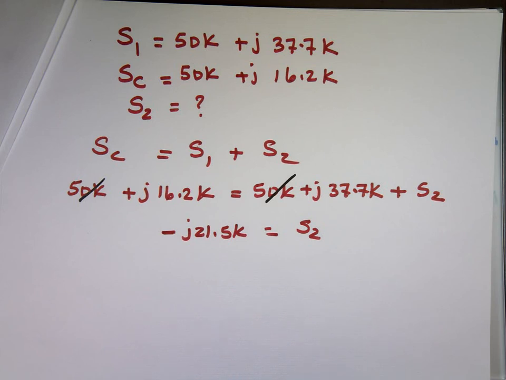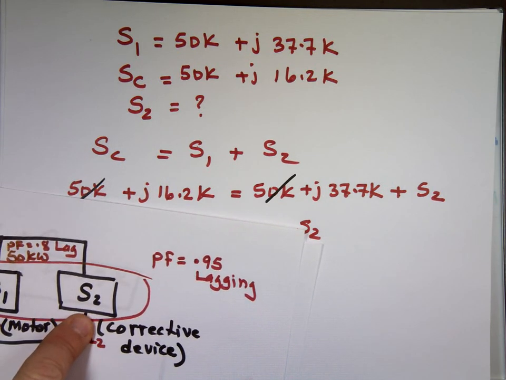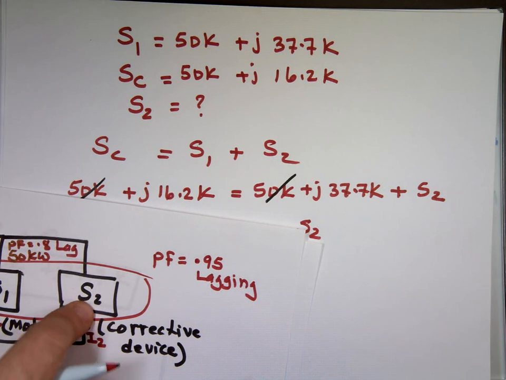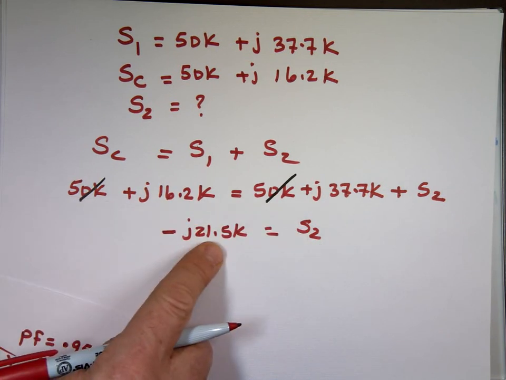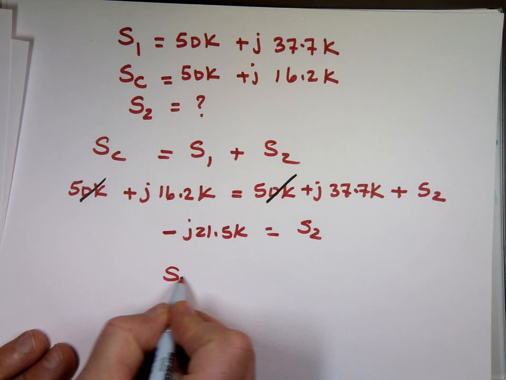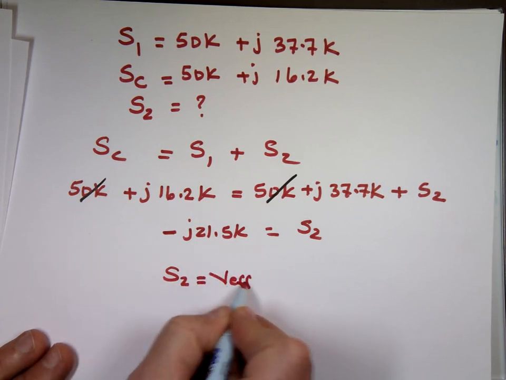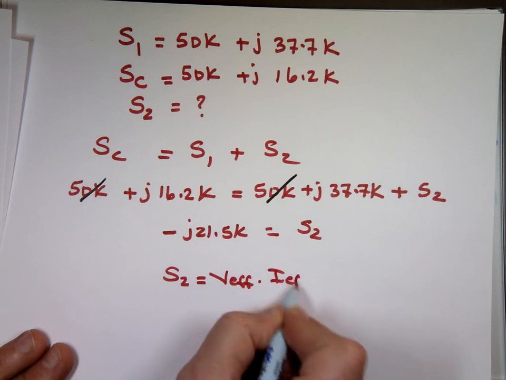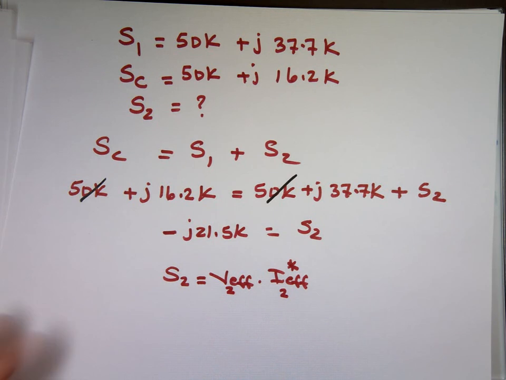Okay. We know what the complex power through this one is. It's negative 21.5K. Well, what's complex power equal to? Complex power equals V effective times I effective conjugate. For load 2, what's the voltage? 60?